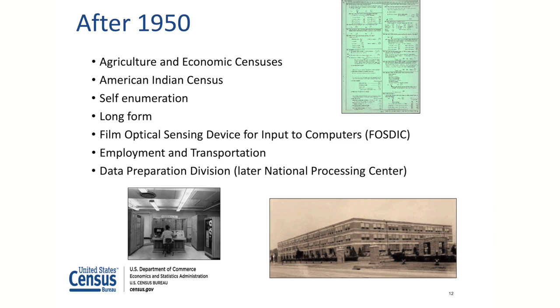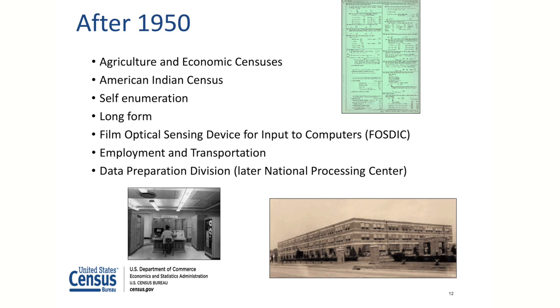The agriculture and economic censuses were separated from the decennial census. The housing census was integrated into the demographic questionnaire, although it was eventually pulled out and made its own census. We did not conduct any more censuses of reservations for the Bureau of Indian Affairs. The experimentation and self-enumeration continued, and we started seeing long forms.